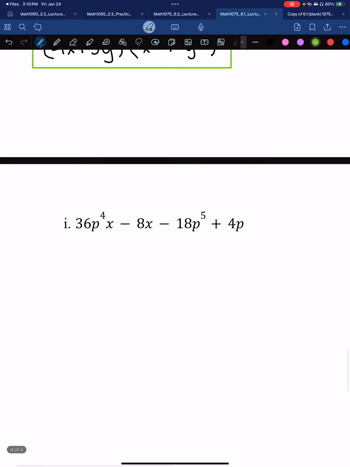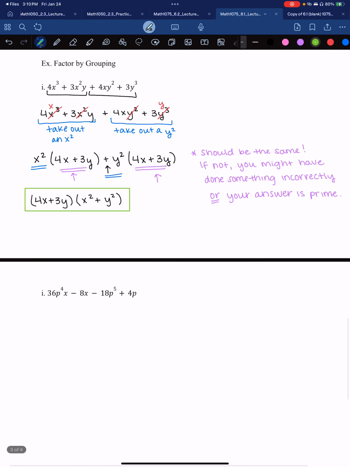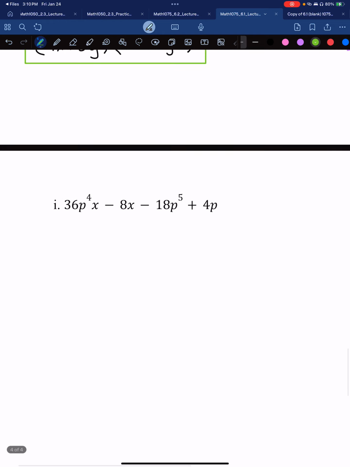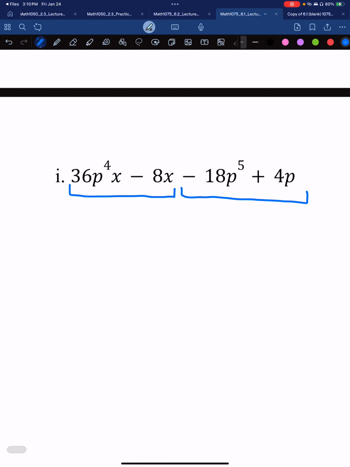So I would encourage you to pause the video and see if you can do the next problem on your own. So for this one, again, we're just going to look at the first two and then the third and fourth as a group and look to see what we can take out of both. So in this first group, we can definitely take out an x. You should see that they both have an x term, so we'll take out an x. But this is kind of where knowing your multiplication tables comes into play. So a 4 actually goes into both of these.